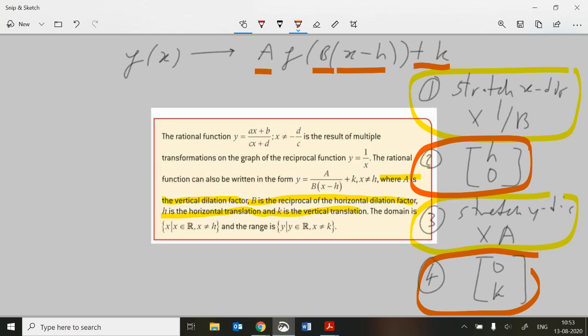Now, I think I probably didn't quite answer the question when I said, why do we use f of b in brackets x minus h, rather than f of bx minus h, no brackets? I think that's because it's easier to perform a stretch and then a translation than it is to do a translation and then a stretch. And it's also easier if you can identify what your stretch is to then think, okay, I've stretched something out, and then I've made a movement.